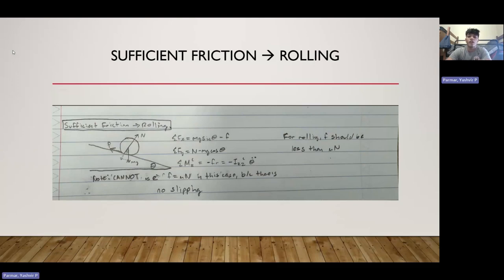Now, in this case, we cannot assume that friction equals mu times normal force because there's no slipping. Because as I mentioned earlier, in rolling friction, F should always be less than that value. You can use that value to make sure you're solving for rolling friction correctly, in that you will always get a friction force less than mu N. If you don't, then there might be an issue in your equations or in your free body diagram.